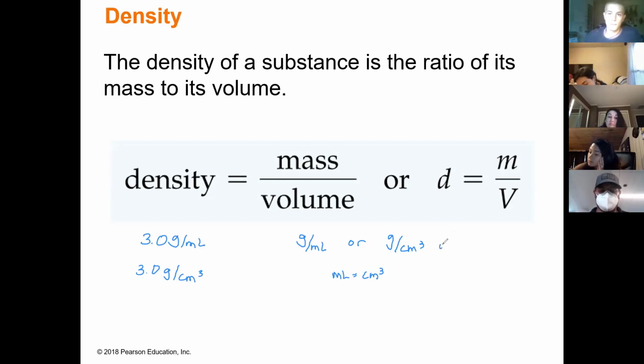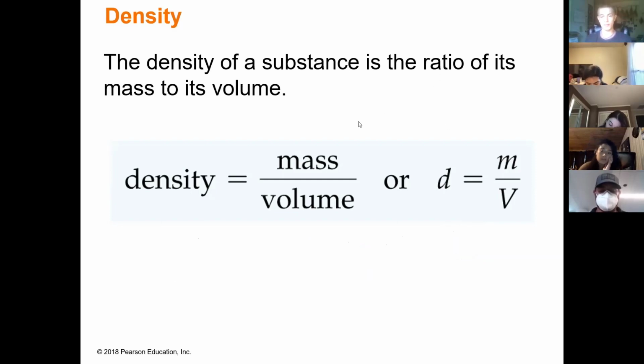Sometimes you'll see units of grams per liter. A lot of times you'll see this with gases because they have such a low mass over a given volume, so we need to bump up the volume. So, double units for our density.